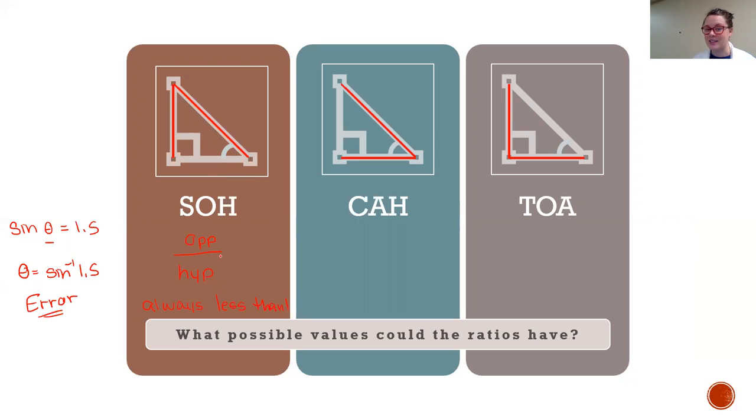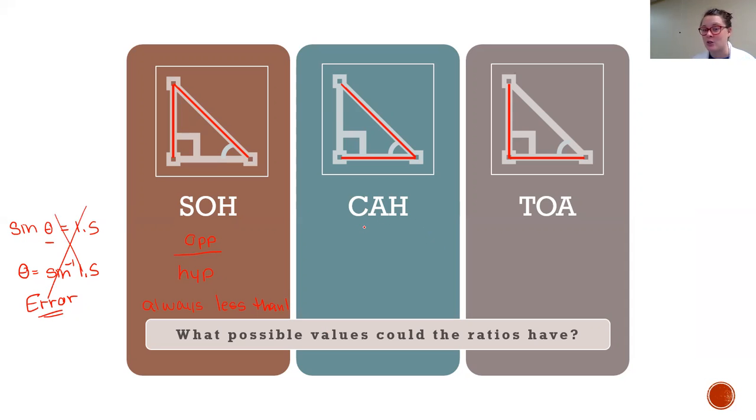And that's because in the sine ratio, the hypotenuse is always the biggest side, and a smaller number divided by a bigger number will always give a ratio less than 1. So that can't exist. It's impossible for it to happen.